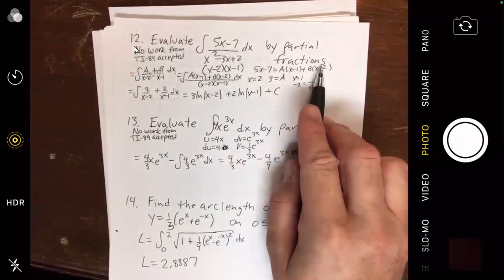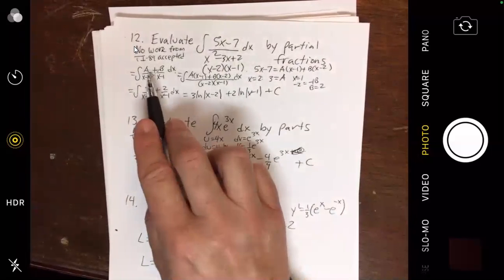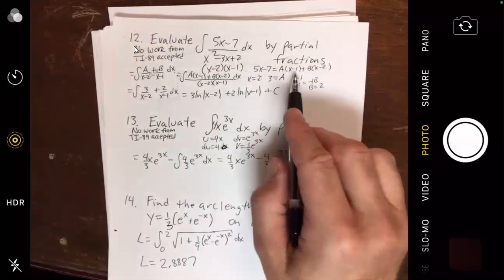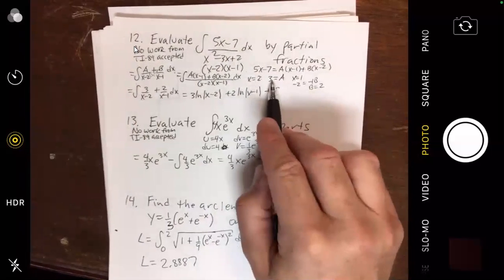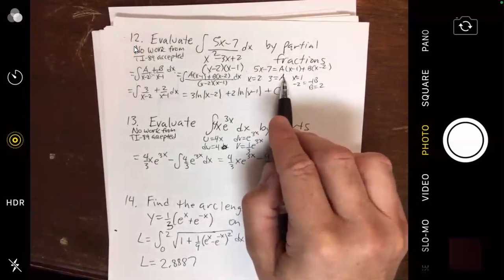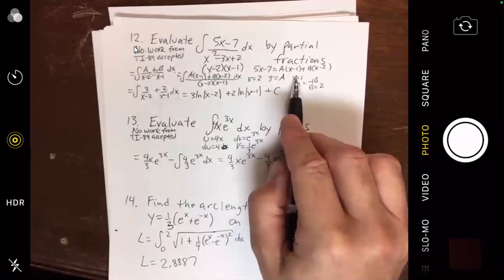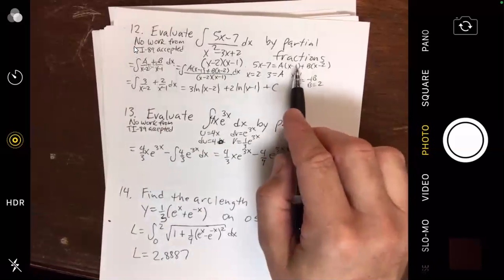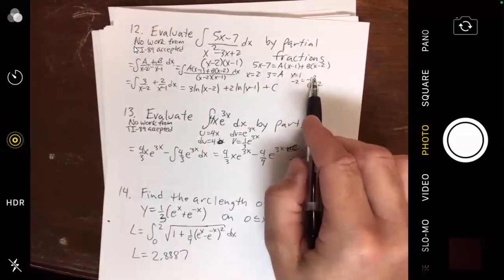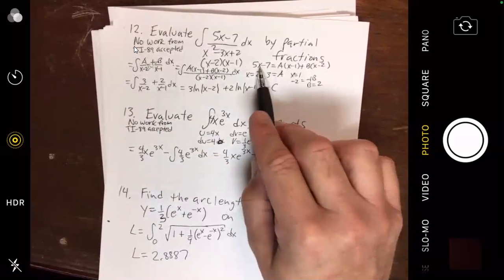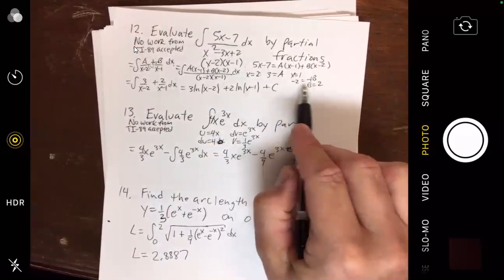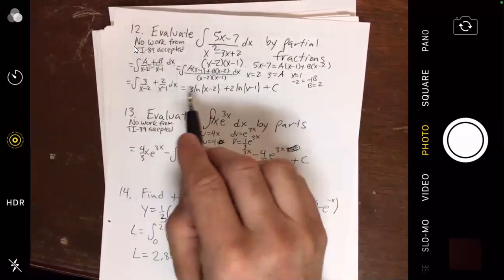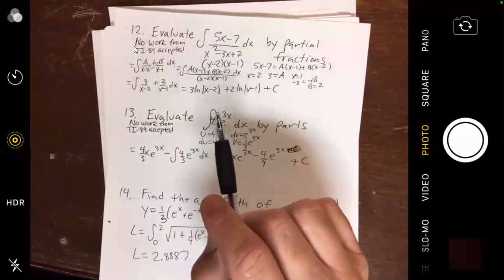X equals 2 will tell me the a. And sure enough, I put it in really tight here, but you get 10 minus 7 is 3. 2 minus 1 is 1, so that's a. And x equals 1 will tell you the b. The a will die. 1 minus 2 is negative 1, so you get a negative 1b equals, put in an x is 1 here, you get 5 minus 7 is negative 2, so you get a positive 2. Put those in, and they work out to straight logs. Antiderivative was very trivial.